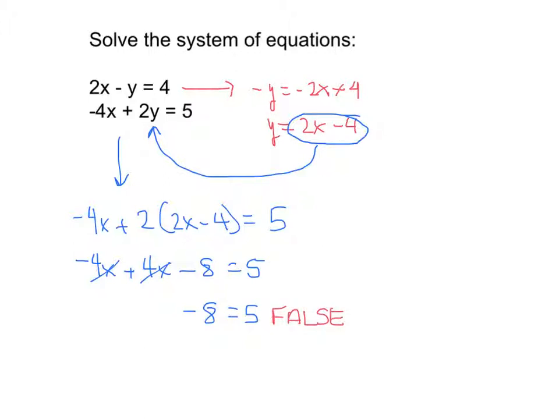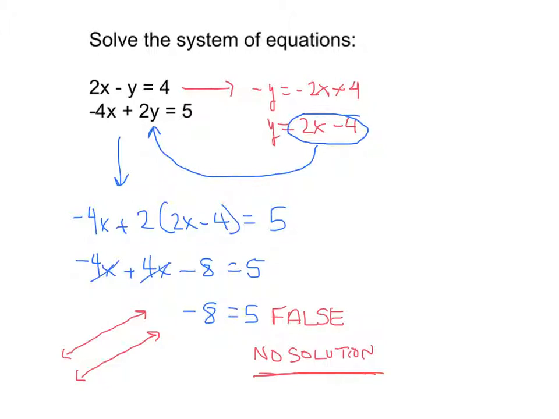Negative 8 equals 5. What does a false statement mean? Because we want to solve a system. Well, a false statement means that there is no solution to this system. Okay, well, what does that mean? That means that no matter what we try, there's no x and y that satisfies both equations, which really means at the end of the day that these two lines are parallel lines. They never cross. There's no point of intersection. So there's no point, x comma y, that lies on the first line and also lies on the second line. So that's the solution to this system.